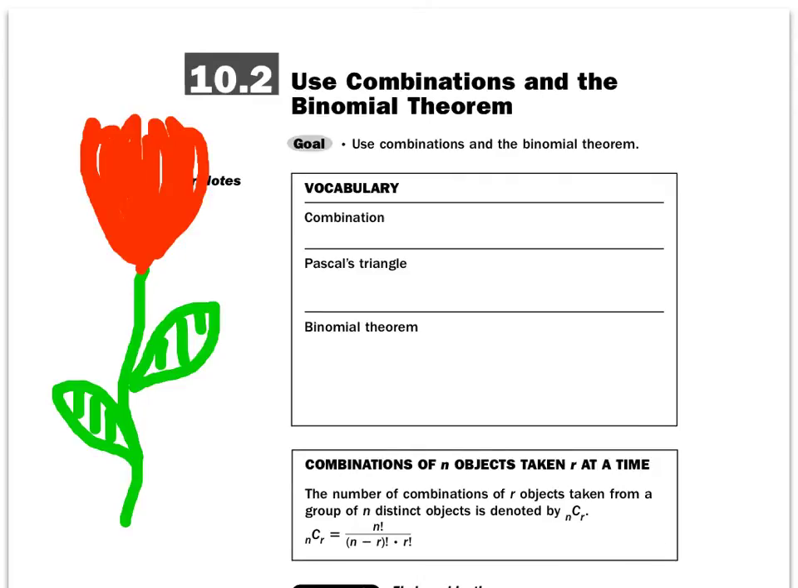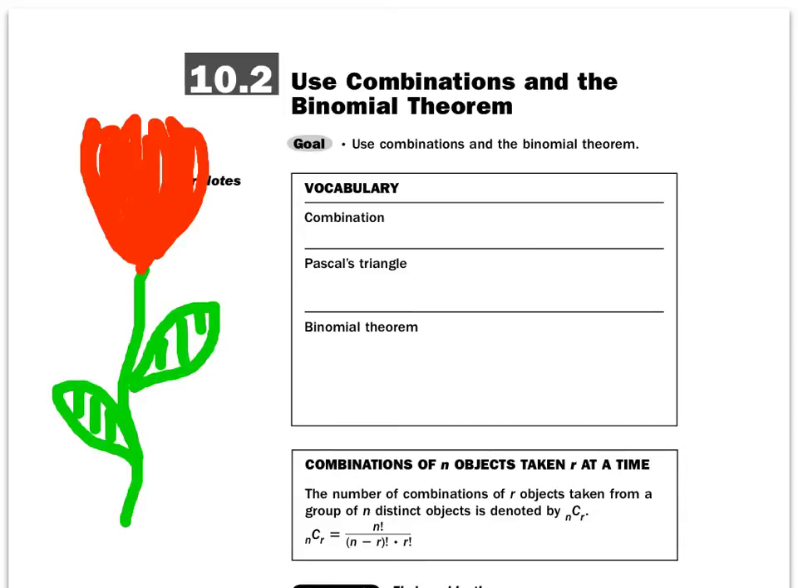Well, here we are. We're in section 10-2. I'm rocking a little Ludwig van Beethoven, Symphony Number 5 today. That's in C minor for those of you with a good ear.